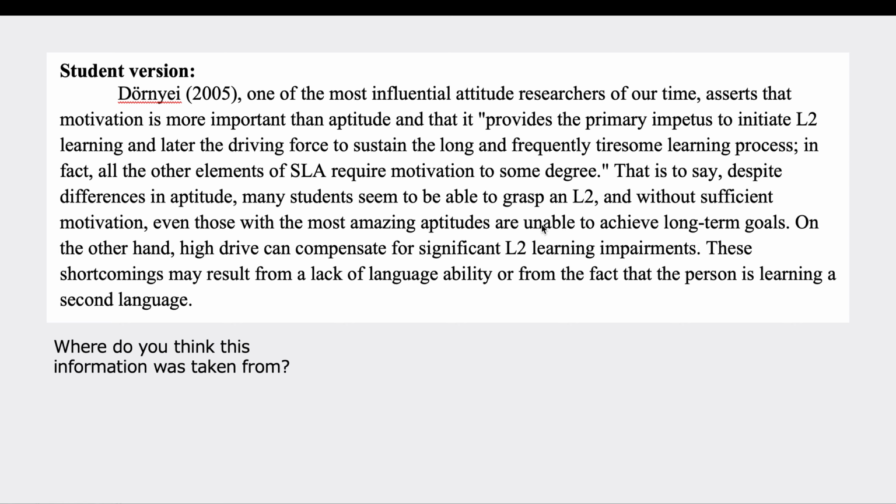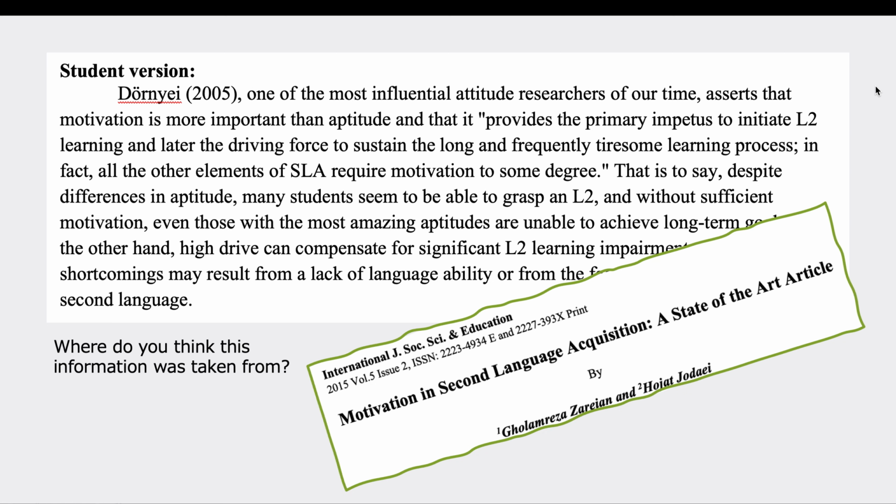If you look at the paragraph, this author Dornier was cited 2005, and that's what we would normally think, but actually it was taken from another source, this source right here. So what the student did is this person did not actually probably read Dornier 2005. This person found another article that was covering this information and then just took this person's summary of Dornier.